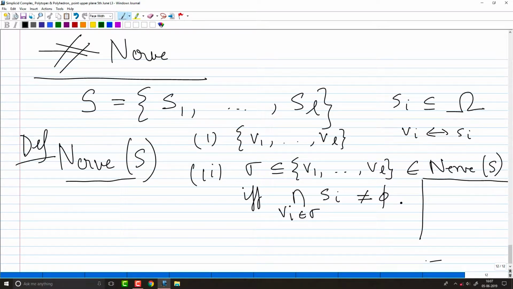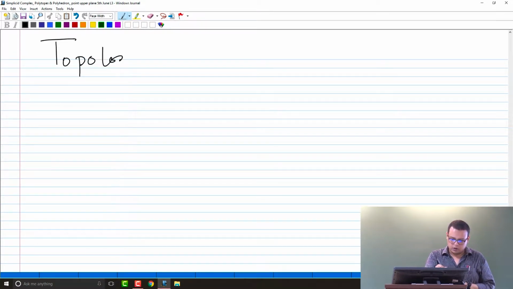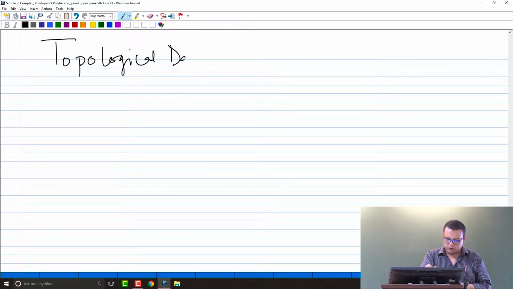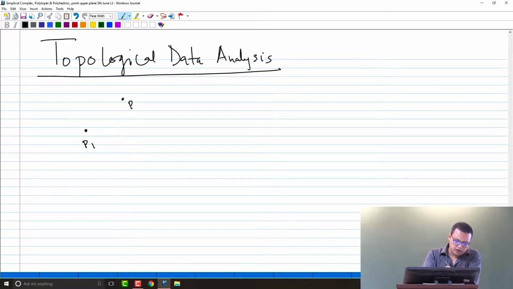Let us take one very nice example that comes up all the time in topological data analysis. Normally I like to call it computational topology, but to make it sellable to people who fund projects, we call it topological data analysis. So, let us say you have points P1 to Pn in R^d.